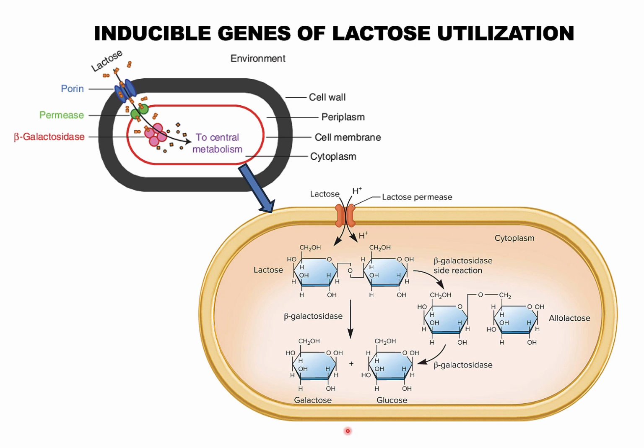Lactose is converted directly to galactose and glucose in the presence of a catalyst, beta-galactosidase. Lactose also reacts with beta-galactosidase in a side reaction, converting lactose to allolactose. Allolactose in the presence of beta-galactosidase forms galactose and glucose. The conversions are shown in the molecular structures.